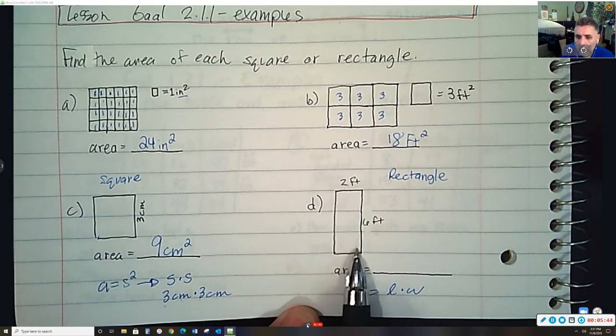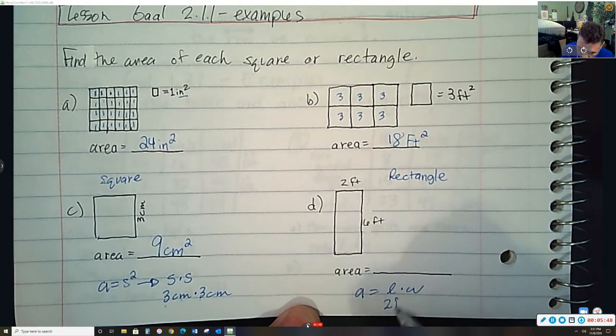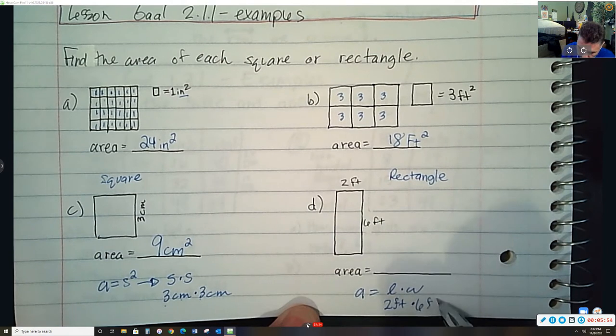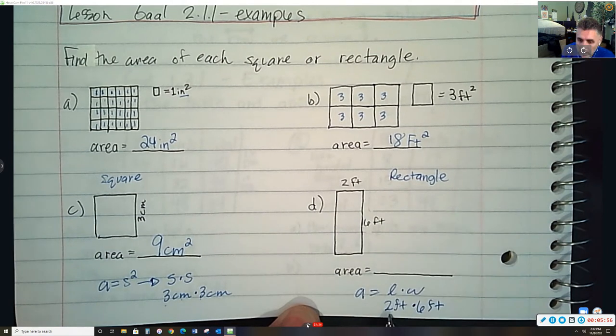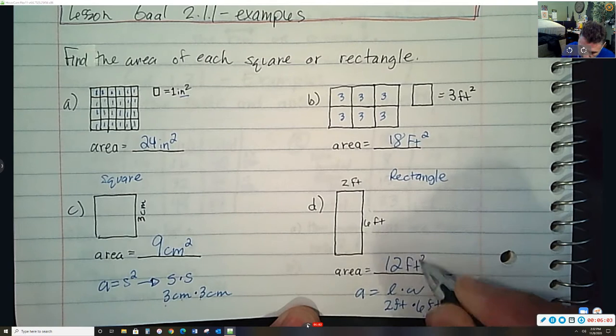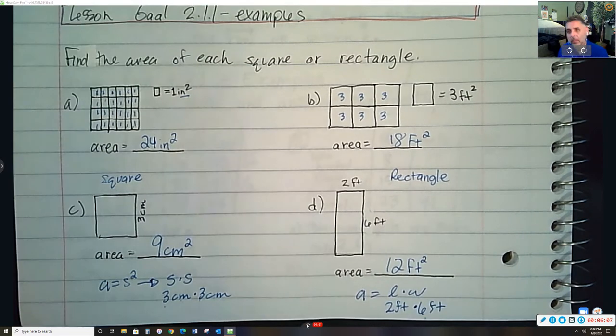So let's call the length 2 feet, and then the width would be the other measurement, 6 feet. So then we multiply the numbers. 2 times 6 is 12, and then we have feet twice. Feet. So that would be 12 feet squared.